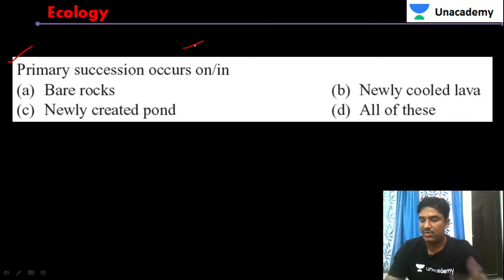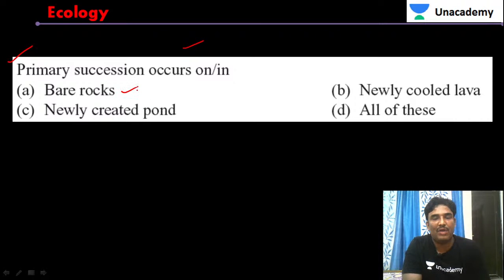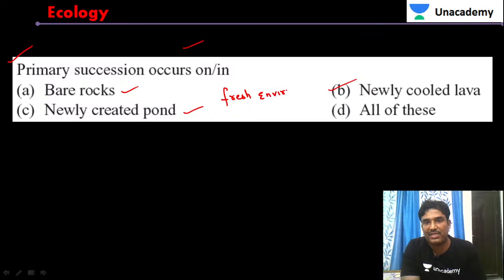Okay students, so no doubt about it. Primary succession occurs on the bare rocks. Not only on bare rocks, the primary succession also occurs on the newly cooled lava, and also on a newly created pond. So all these are fresh environments, which provide habitat for the growth of the organisms.